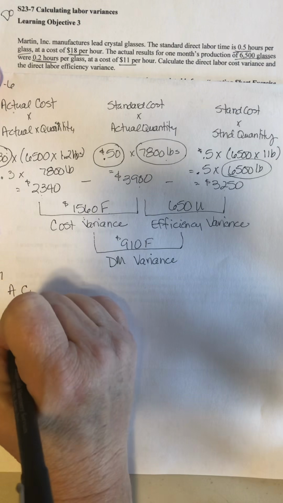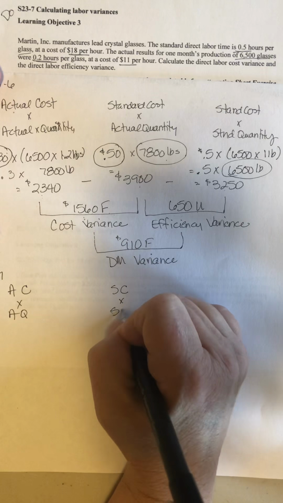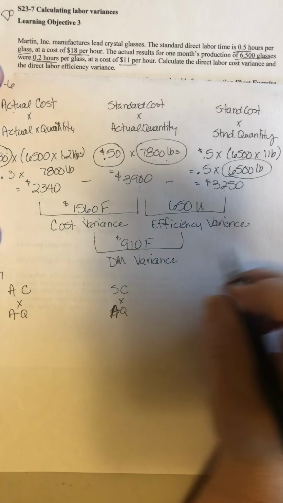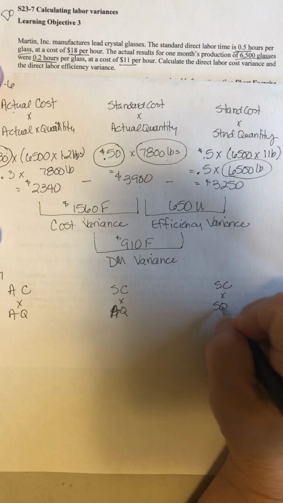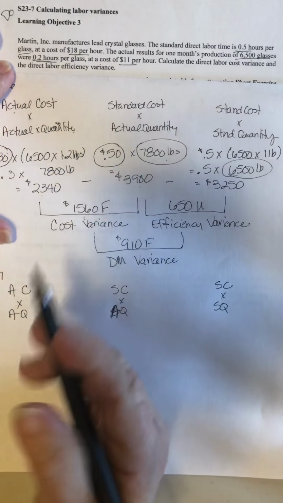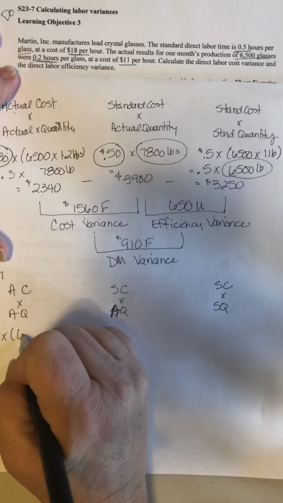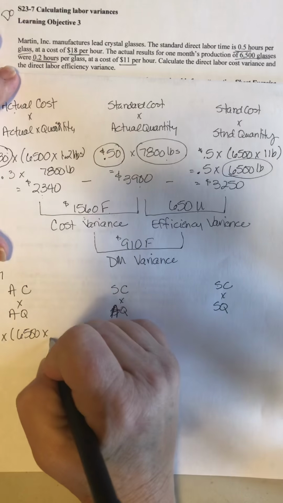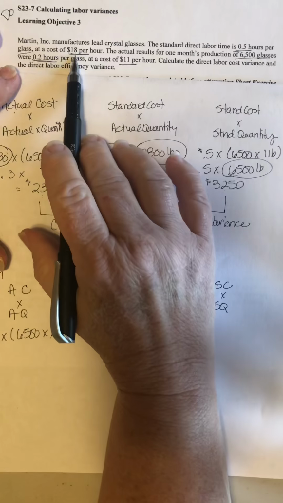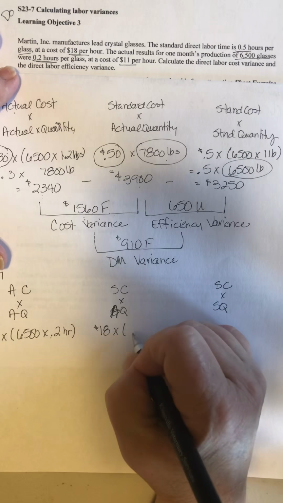Actual cost times actual quantity. All right, I'm starting to abbreviate. Standard cost times standard quantity. Times actual quantity. And then standard cost times standard quantity. Okay, so they actually spent $11 an hour. So $11 an hour, and they made 6,500 glasses, and it took them 0.2 hours. Okay, their budget was $18 an hour. Actual quantity stays the same.